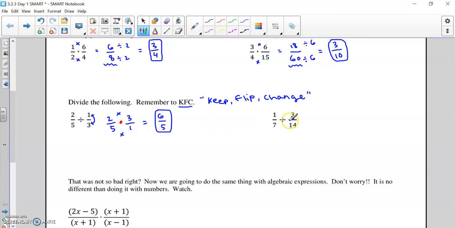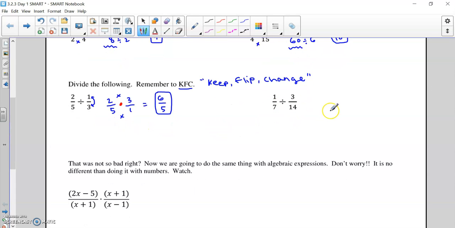All right. Another one, we have 1/7 divided by 3/14. So let's follow the keep, flip, change rule. So we'll keep the first fraction as is. Flip the second fraction. So instead of 3/14, we have 14/3. And then change the division sign to multiplication. Right? And then you end up with 14/21. Now this is the unsimplified answer. We could divide both the top and bottom by 7. And that would give us a simplified answer of 2/3.